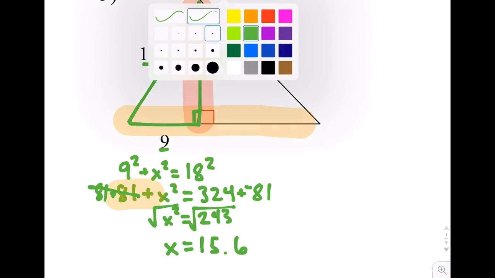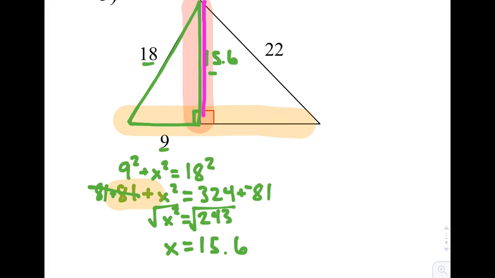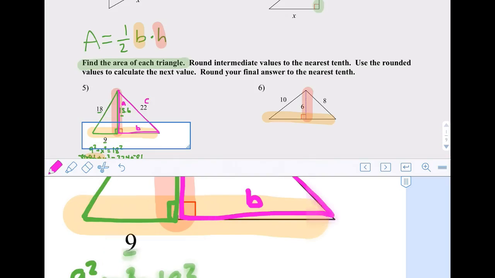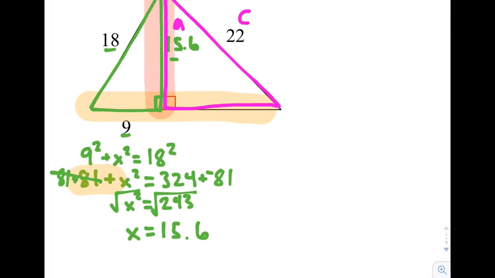So let's draw ourselves another triangle. Look at that, another right triangle. How convenient. This time we have the C side, again, 22. We have either the A or B side, the 15.6, and then the other one, this leg here, which we do not know. So let's go ahead and call that one B. If we start working through this, we're going to have 15.6 squared plus B squared equals C squared, which is 22 squared.